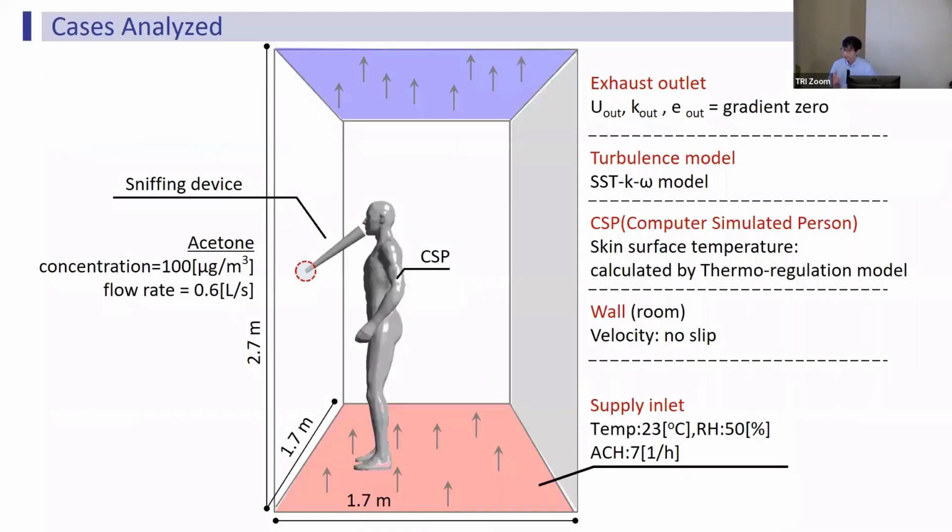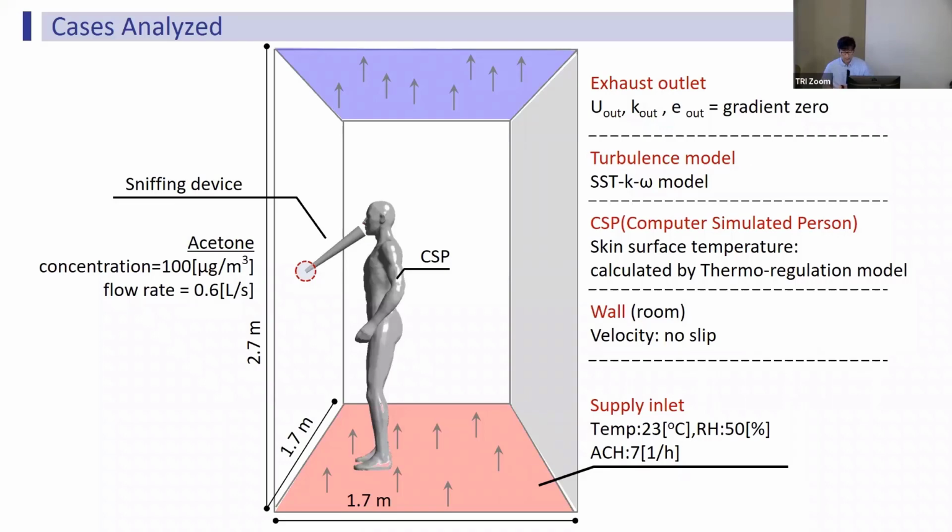This means we conducted an integrated simulation of the thermo-regulation model to control core temperature and skin surface temperature as a function of the surrounding indoor environment, and heat and mass transfer analysis inside the respiratory system in addition to the scalar transport analysis. These are the cases analyzed in our CFD simulations. You can see the computer simulated person in an anterior room and sniffing devices.